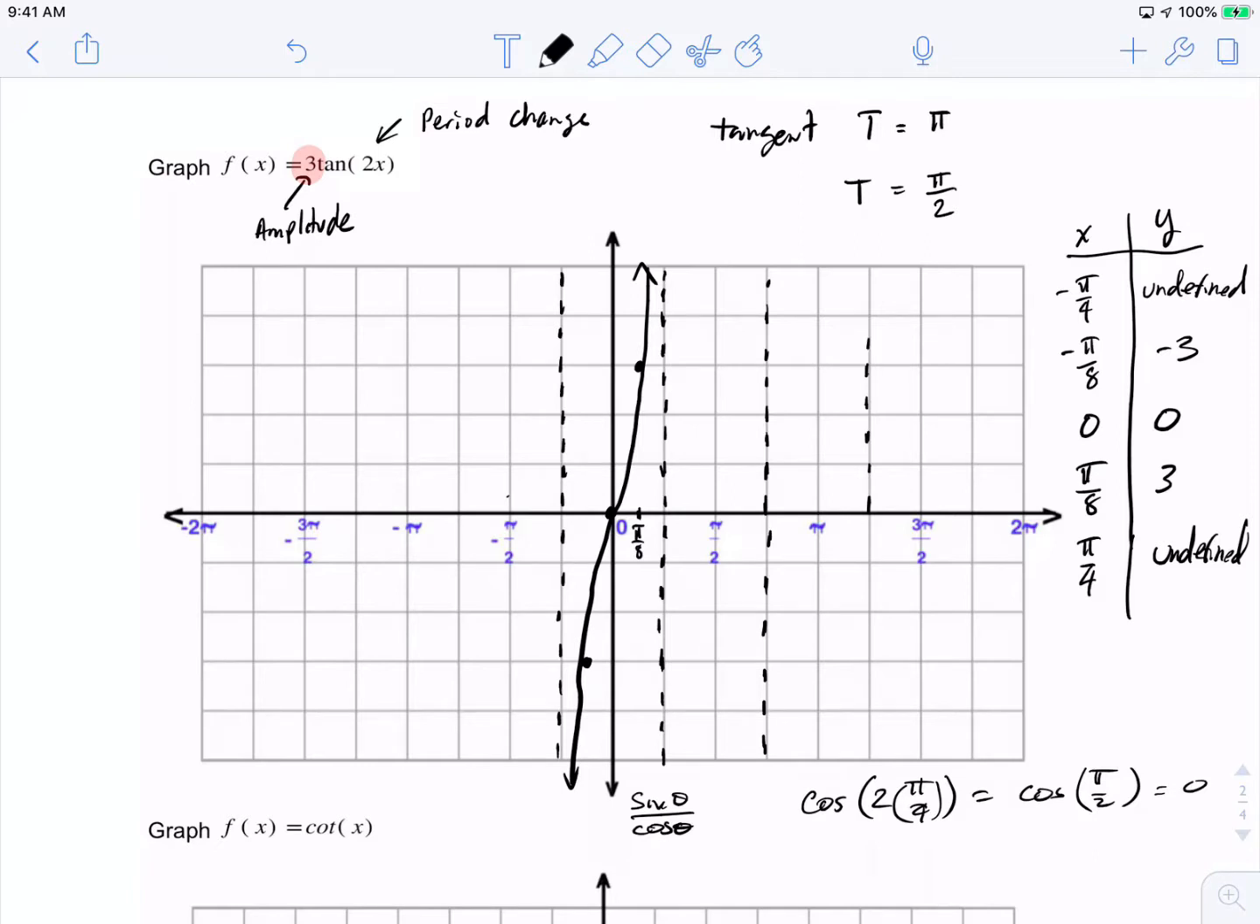I'm sorry, not 3 pi over 2. 3 pi over 4 is going to be a vertical asymptote, and then so is 5 pi over 4 and 7 pi over 4. So you can see there's going to be a bunch of graphs for this one because the period has been shrunken so much. And all of them will have that same picture.